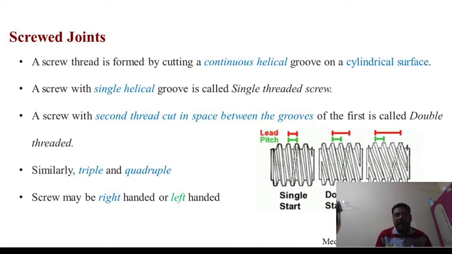Screws may be right-handed or left-handed. Bolts can be threaded on both sides, so whenever required we can use the right side, and whenever required the left side. Both sides are threaded in particular bolts. Sometimes, in some types of bolts, we use threads on only one side and the other side is the bolt head. One side is used to assemble the nuts. So this is the purpose of using screw joints.